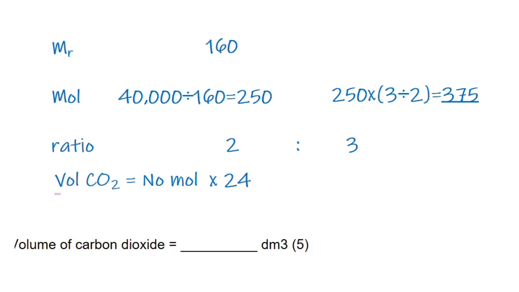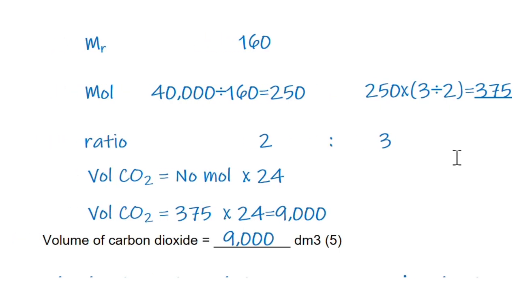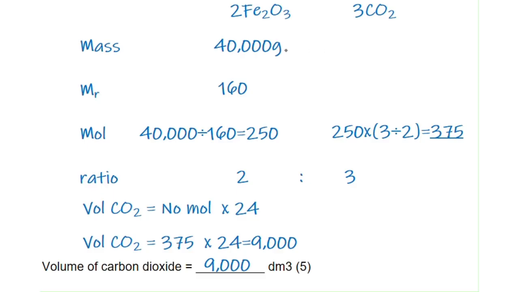So remember the formula at the beginning. The volume is the number of moles times 24. So that is 375 times 24, and that gives us 9,000 decimeters cubed, and that's for 5 marks. There'd be 1 mark for the mass of the iron oxide in grams, 1 mark for the moles, 1 mark for the ratios, 1 mark for the 375, and then the final mark for 375 times 24.